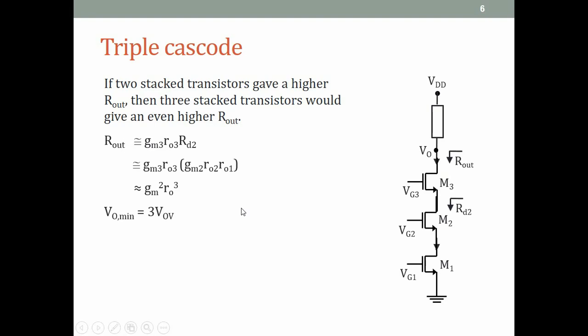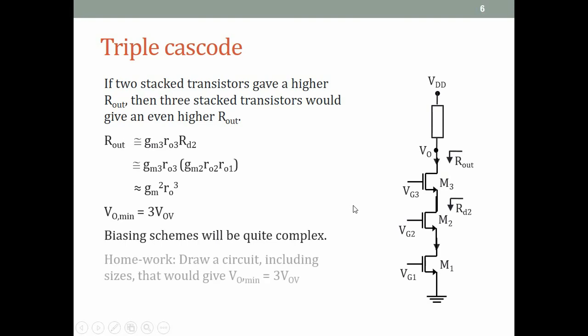But as you can imagine from our discussion of the last few minutes, designing a bias circuit or connecting appropriate mirrors and IREFs and all will not be trivial. So I'm going to leave that as homework. So you complete this mirror. This is not a mirror yet, right? This is just a circuit without a mirror. So make a complete triple cascode mirror with all the mirror transistors and the current sources such that the VOmin of this circuit is 3 VOV. All right, this is homework for you.